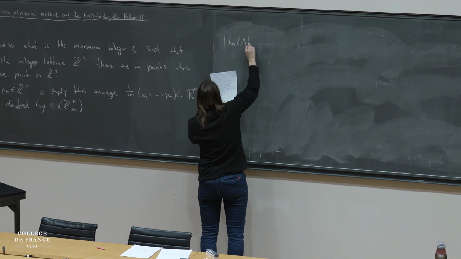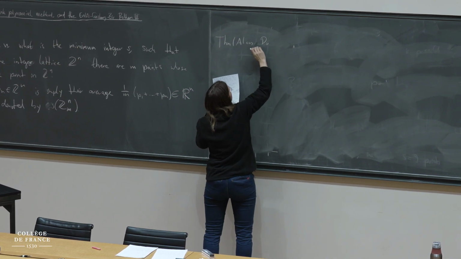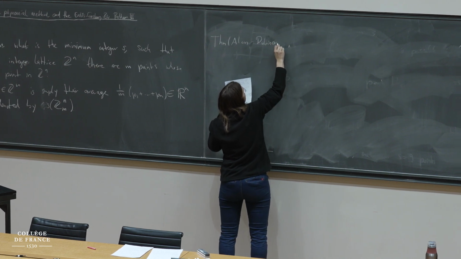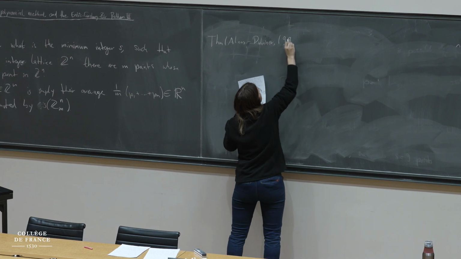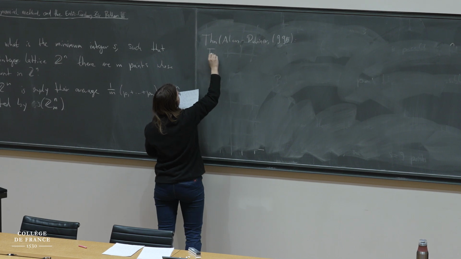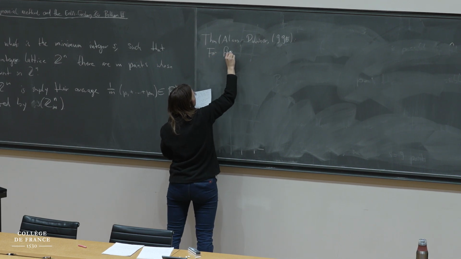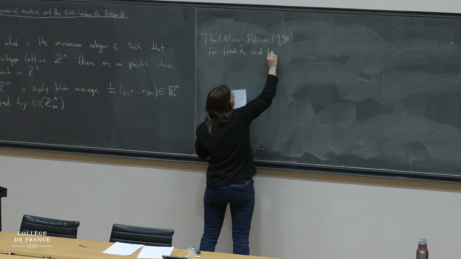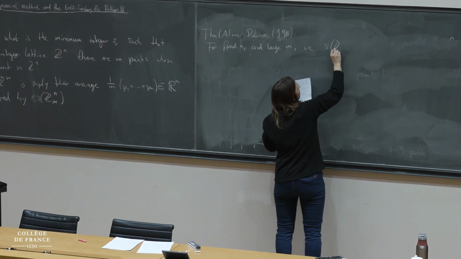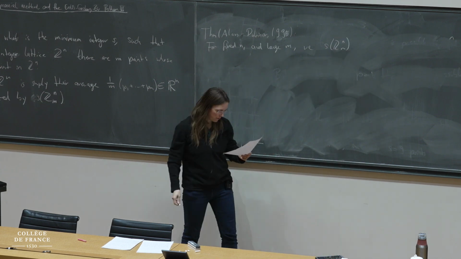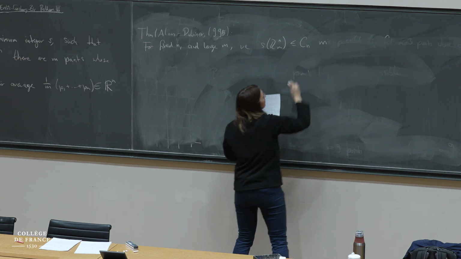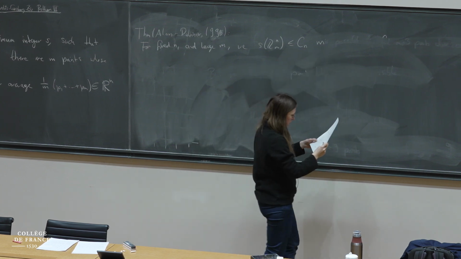So here's the theorem. Alon and Dubiner, from 1995. And so they showed that for fixed n, so fixed dimension n, and large m, we have an upper bound for this Erdös-Ginzburg-Ziv constant. So this Erdös-Ginzburg-Ziv constant is upper bounded by a term of the form C_n times m, where the C_n is some constant depending on n.